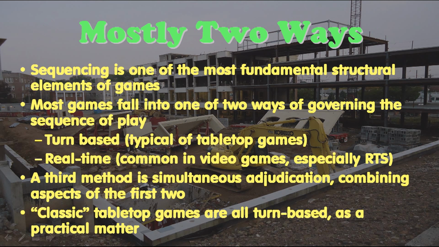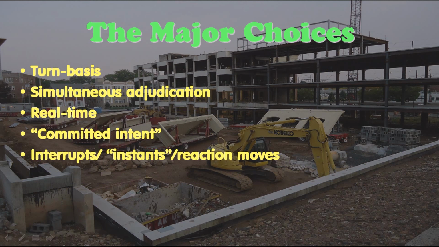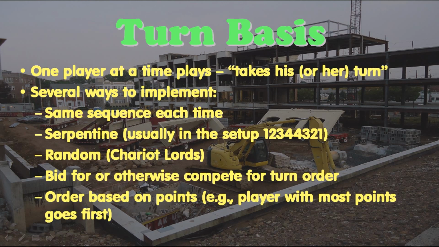There are mostly two ways to sequence games. Turn-based, which is typical of tabletop games, and real-time, which is common in big video games, AAA style video games. Not so common in casual games. Often they're turn-based as well. There is a third major method, simultaneous adjudication, which combines aspects of the two, and there are other methods as well. So we have turn basis, simultaneous adjudication, real-time, what I call committed intent, and interrupts, which can also be called instant or reaction moves sometimes.